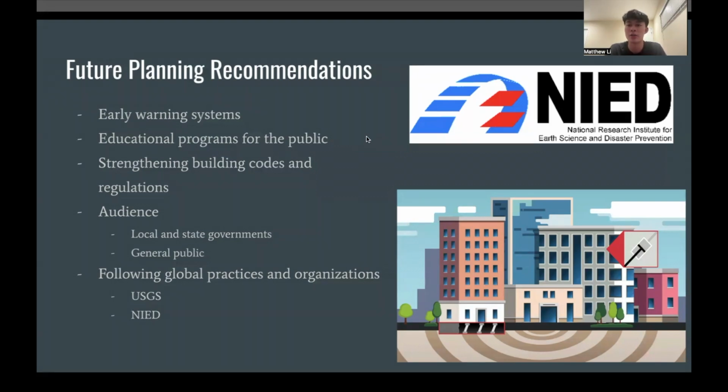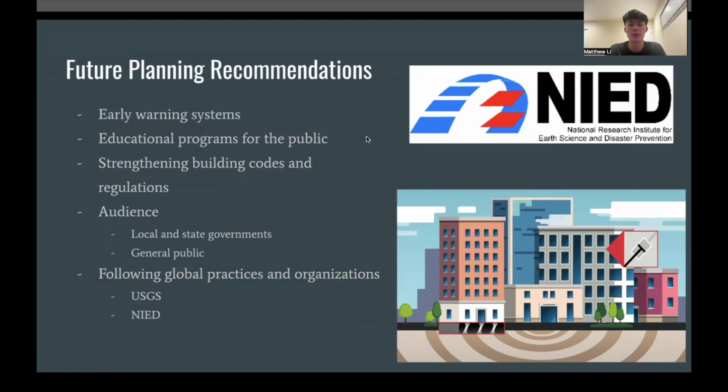This can help mitigate the risk of damage to buildings, and also implementing educational programs for the public can be very crucial as well. This can help individuals learn more about the type of hazard happening and how to prepare, and what can be done to reduce the risks. The audience for these recommendations include local and state governments, general public, and honestly, anyone that can be affected by an earthquake happening in this area.